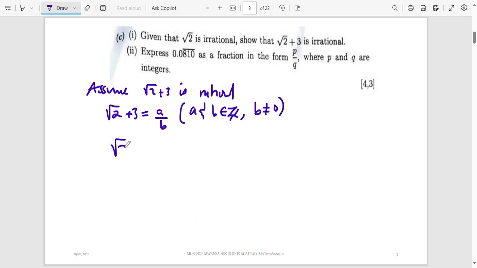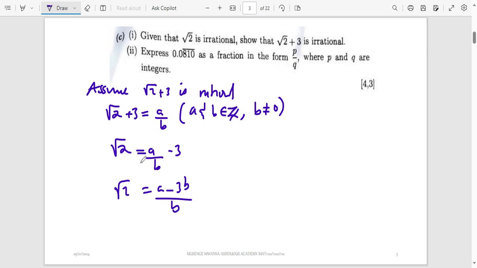So take 3 to the other side, that will be square root of 2 is equal to a over b minus 3. Merge as a single fraction. That will be a minus 3b over b. Now remember, a and b are integers. 3 is also an integer. When you multiply 3 times b, when you multiply two integers, the answer is an integer. When you subtract two integers, for example, 2 minus 4, 2 minus 5, 7 minus negative 20, the answer is always an integer. And an integer over an integer, the answer is rational.